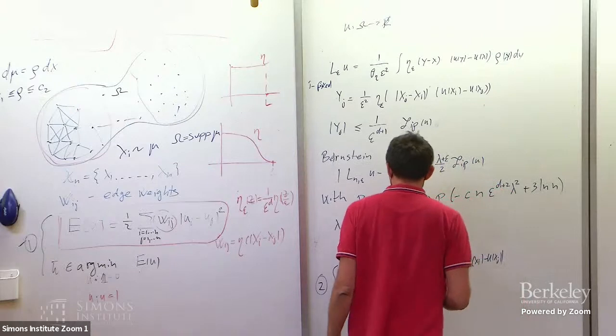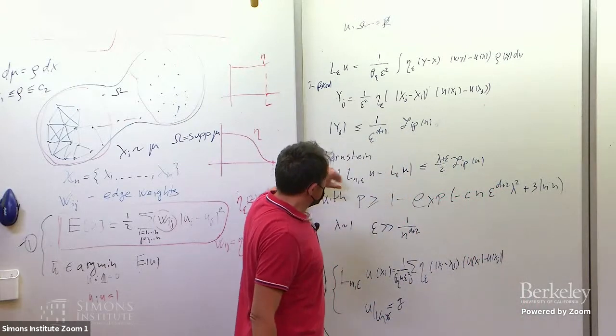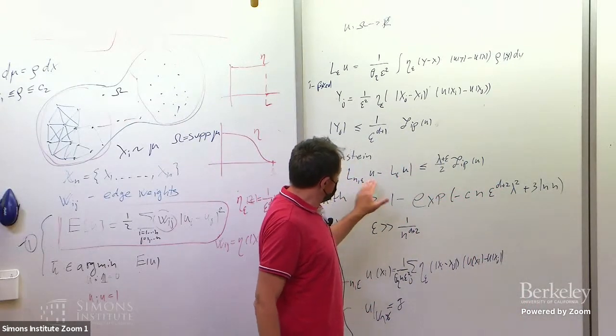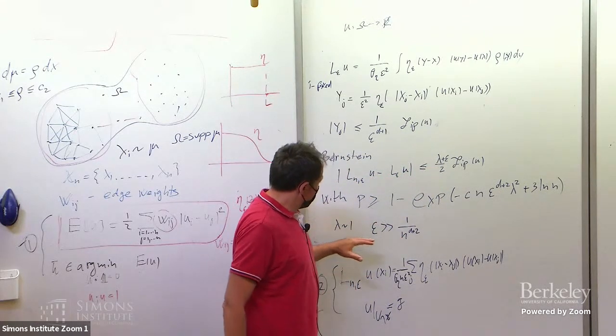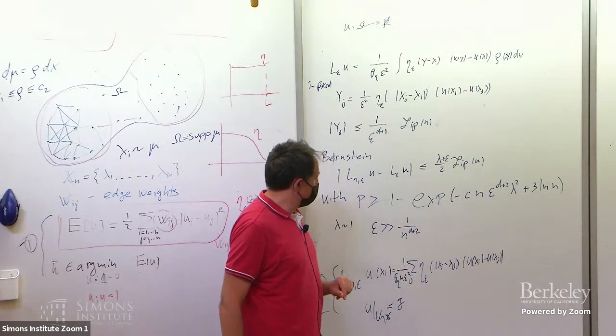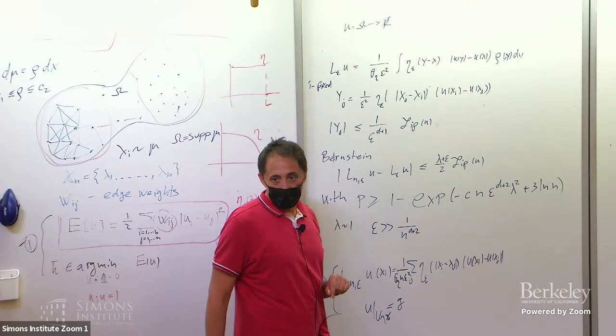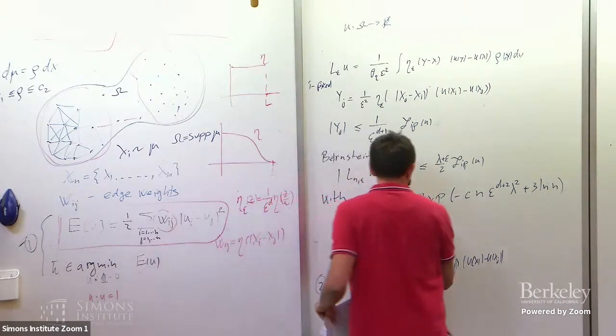So again, I'm at the boundary when I have any approximations, which is when lambda is 1. That will hold if epsilon is bigger than n to, well, no, this is not like this.